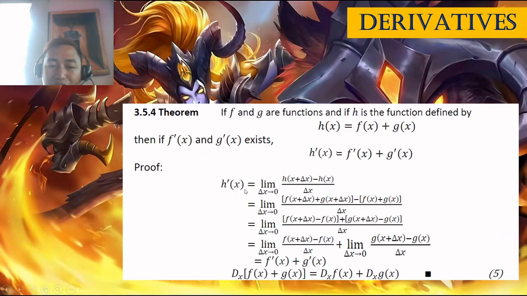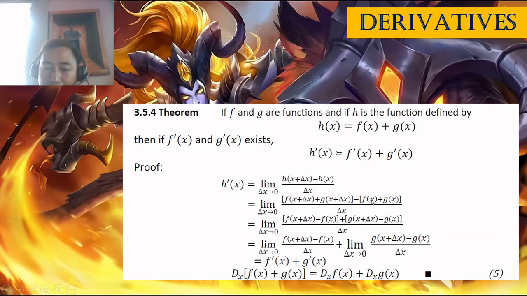So, proof. h prime of x is equal to the limit of h of x plus delta x minus h of x over delta x. So, we use this formula in these proofs, right? So h of x plus delta x is f of x plus delta x plus g of x plus delta x, minus h of x, which is f of x plus g of x.